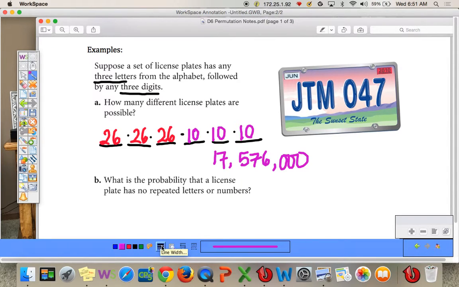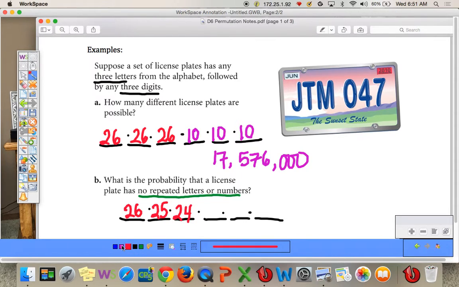What is the probability that a license plate has no repeated letters or numbers? Okay, so again, we have our 3 letters, we have our 3 numbers, but now there's no repetition. You can't use the same letter or number twice. So if there are 26 letters and we use 1, how many are left? Well, there's going to be 25 left. And then if you use 2 of them, there's 24 left.